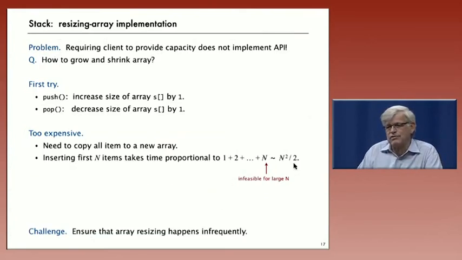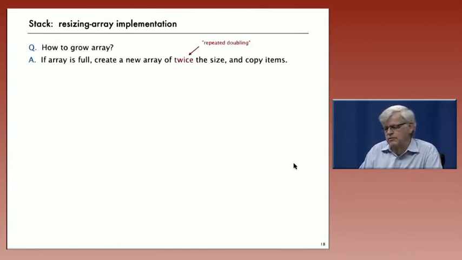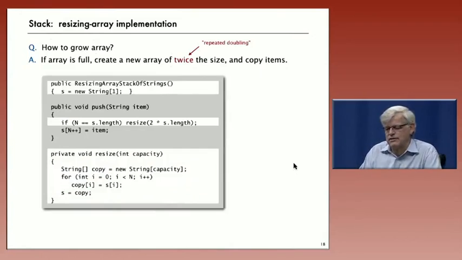So the challenge is to do the resizing, but somehow ensure that it happens infrequently. The well-known technique for doing that, called repeated doubling, is that when the array fills up, create a new array of twice the size and copy all the items over. Then we don't create new arrays all that often. So here's an implementation of that.